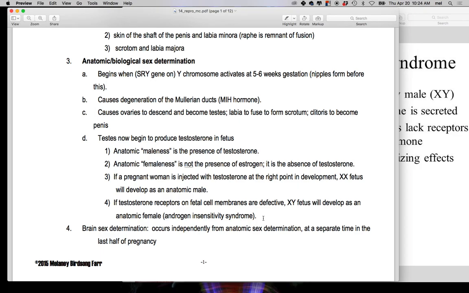This implies, but does not tell us, that maleness is the presence of testosterone working on the brain. Does that make sense? Because they have testosterone, but their testosterone receptors don't work, right? So they develop as female and gender identify as female, right? So like I said last time, this is a specific physiological known example of someone who is transgender.